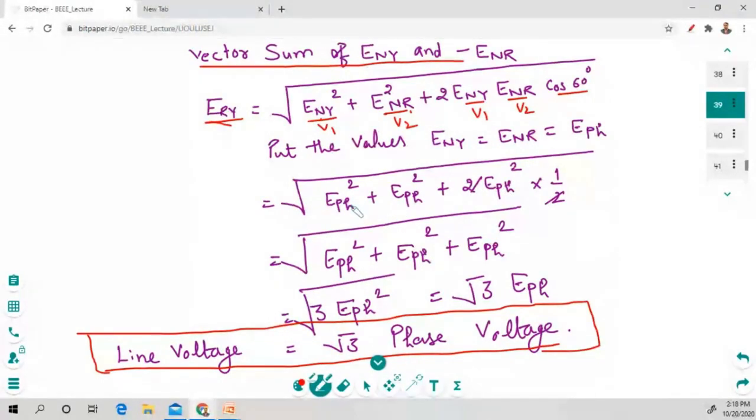And we achieve the value EPH whole square, and we sum up all these values, so we achieve 3 EPH square. So this square is cancelled out by the root, so we finally achieve under root 3 into EPH. So line voltage is equal to under root 3 of phase voltage.